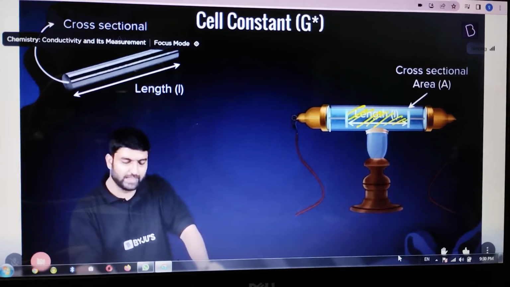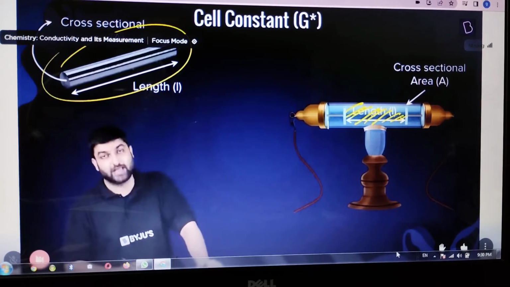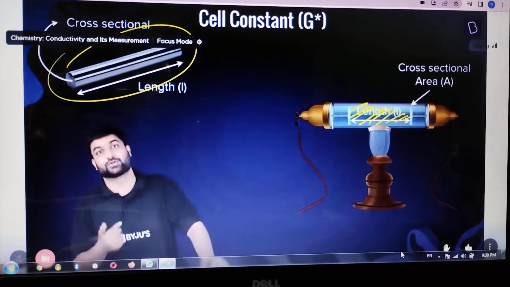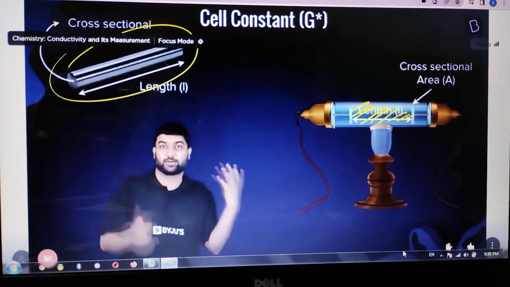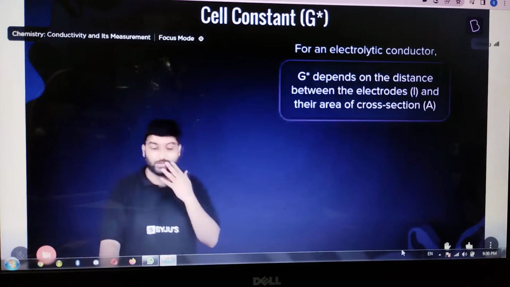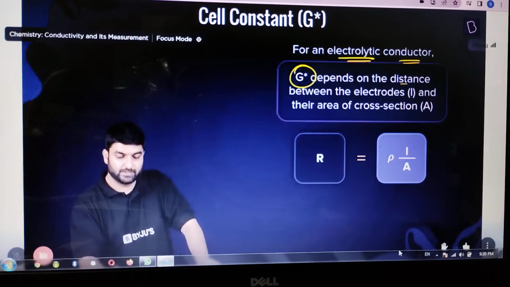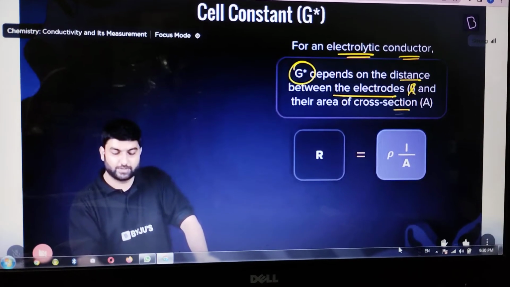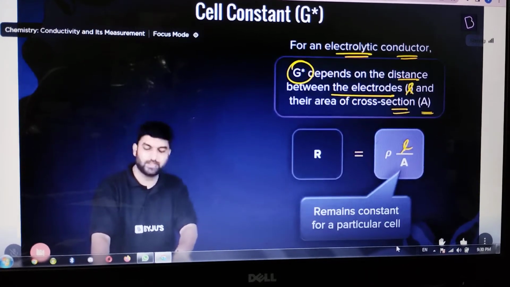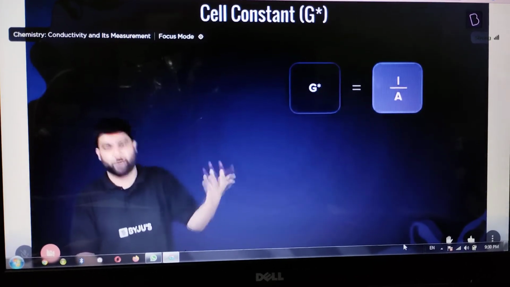This, as I've been telling you again and again, just like we have a metallic wire in the case of electrolytic cells, in the case of electrolytic conductance, we have this solution and its entire volume as our cell constant. The L by A of this thing will be our cell constant, or G star, right, people? So for an electrolytic conductor, G star depends on the distance between the electrodes, the L, and the cross section A. As I was just telling you, this remains constant for a particular cell. Indeed, that's why it is called the cell constant.